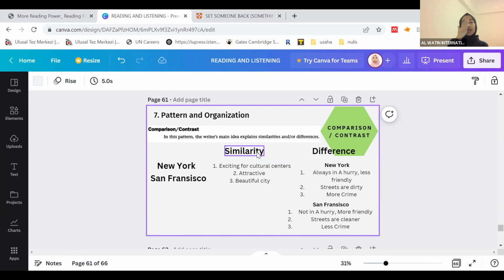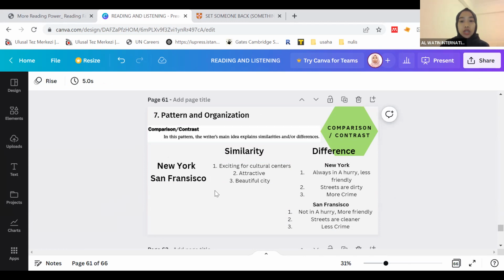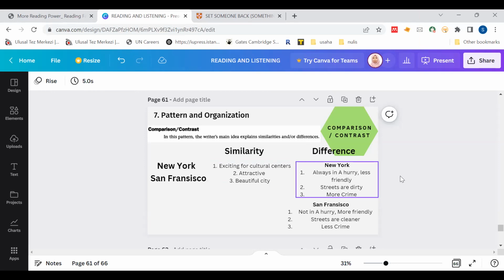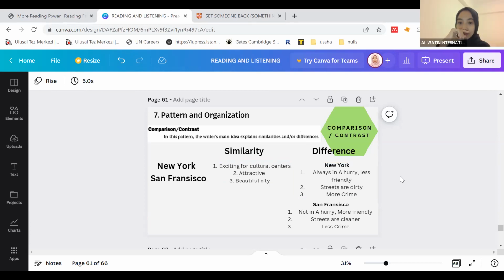This is the point. So later on, when you want to write about this paragraph, make sure you make a mind map first. For example, you want to compare living in Istanbul and living in Ankara. The similarity, both Istanbul and Ankara, is what? Huge buildings, apartments. Metropolitan city.